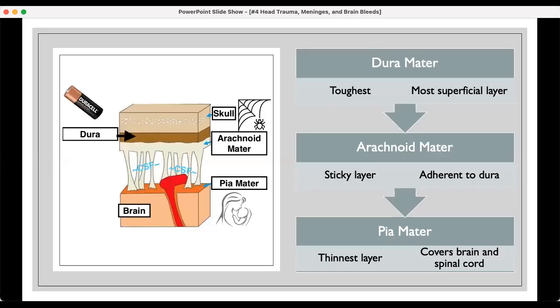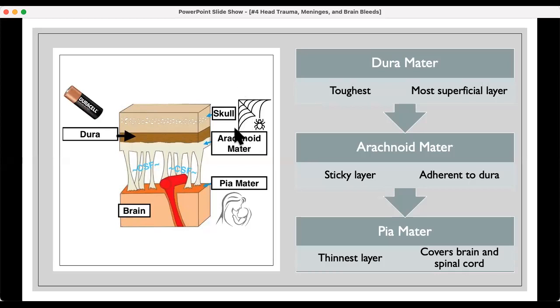So back to the layers. This is a cross section showing the different layers: the skull, the dura, the arachnoid mater, and the pia mater. I put in these images to help you remember these different layers. The dura, as shown by this Duracell battery, is the most durable layer. It was the one that was being retracted back with these forceps.